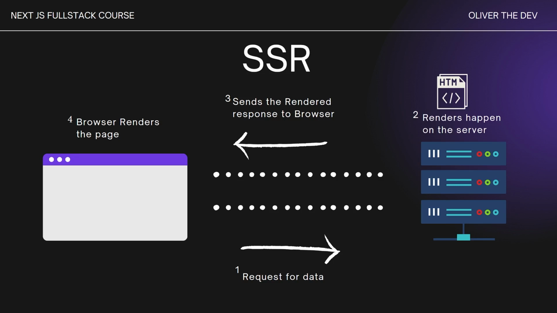So first things first, you go to a browser, you type in nextjs.com, and then it requests the data from the server. The server grabs whatever files it needs, and then it renders that file on the server. So the nextjs.com page is rendered on the server, everything loads up on the server, and then the server sends the rendered page response to the browser. The browser just opens it up, and it shows you the rendered page. So the browser doesn't do much work. Most of the work is done on the server.